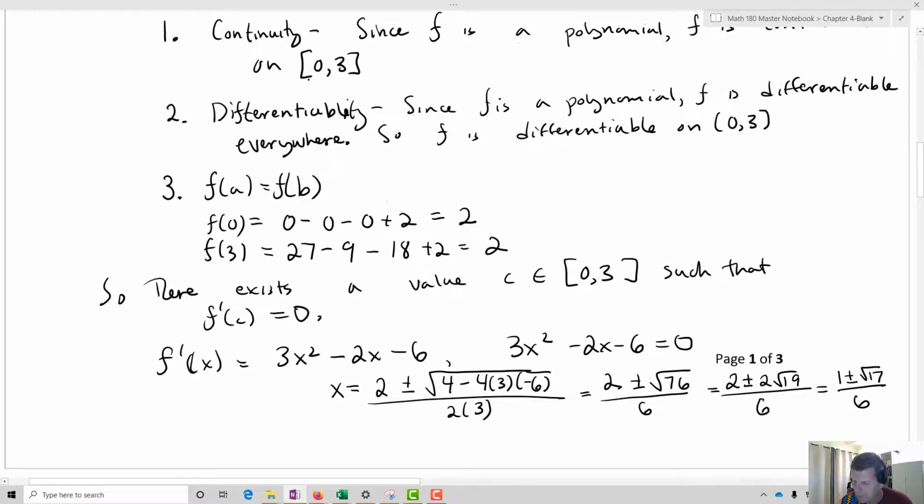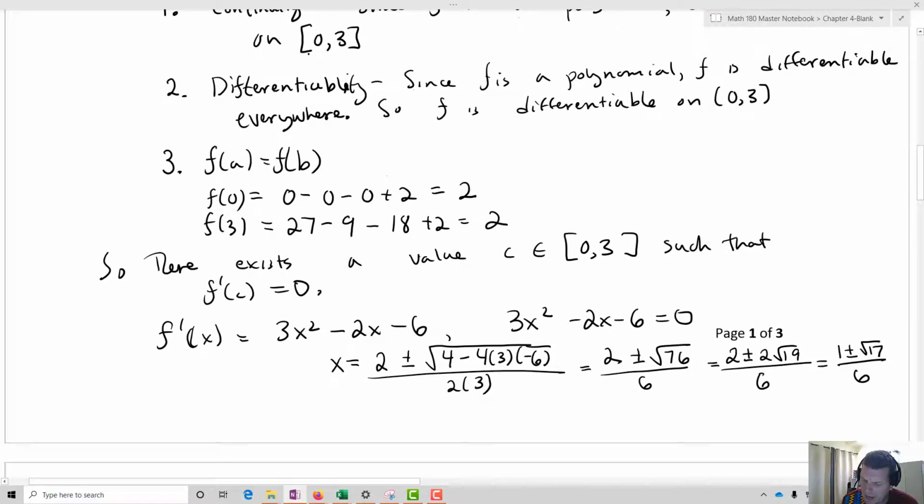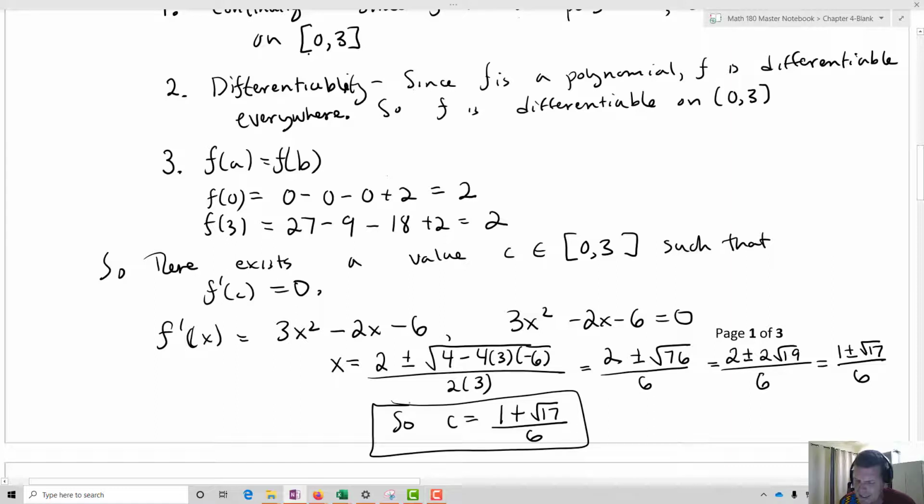Okay. Now, if I think about it, you can go in and check on your calculator, but I'll tell you that the minus square root is going to be negative, and the interval that we're looking for is 0 to 3. So c equals 1 plus the square root of 19 divided by 6. And that's our answer. All right, just like we were doing with maxes and mins, take the derivative, set it equal to 0, and then solve.